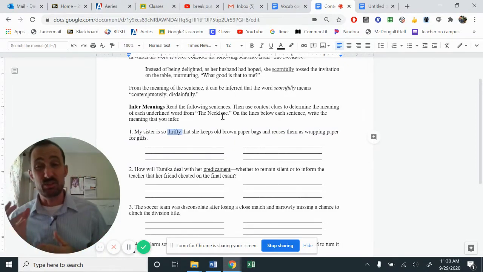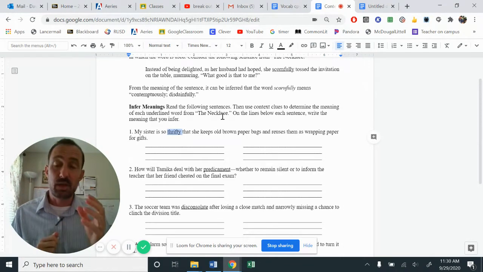Okay, maybe it sounds like she's cheap. Maybe it sounds like she is money conscious. Maybe it sounds like she is discerning where to spend money and where to not. Or some people have said, oh, she's very earth friendly, like recycling and reusing items. Part of being thrifty is reusing something for a different purpose.